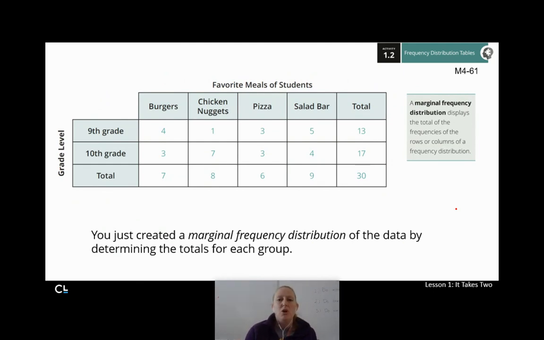We just created a marginal frequency distribution. I know, so many terms. We just created a marginal frequency distribution of the data because we determined the totals for each group, right? The moment I added them up, I created a marginal frequency distribution. So marginal frequency distribution displays the totals of our frequencies, all right? It displays the totals of our rows, totals of our columns, and of course our total overall. So that's when it becomes a marginal frequency distribution. I've now displayed all my totals.